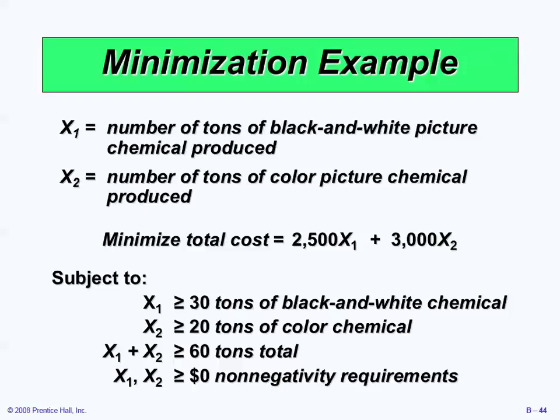Well, at least 30 tons of black and white chemical must be produced, at least 20 tons of color chemical must be produced, at least 60 tons total must be produced, and of course, x1 and x2 are non-negative.